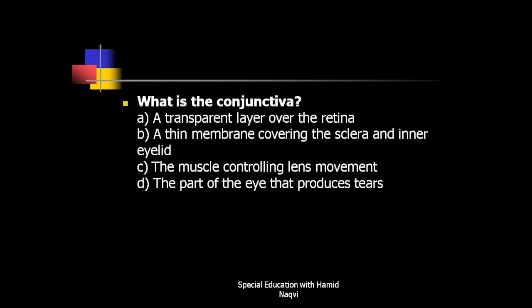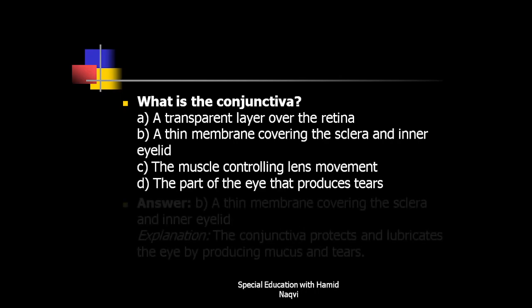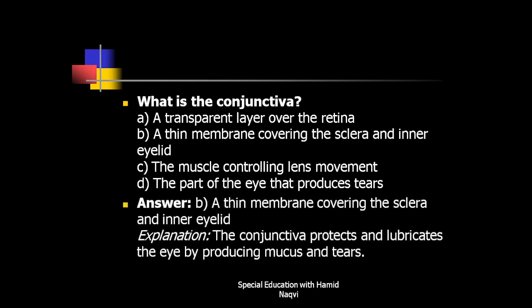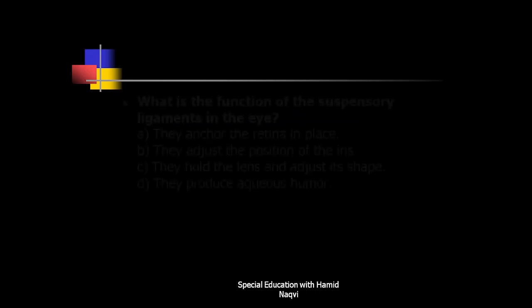What is the conjunctiva? A transparent layer over the retina, a thin membrane covering the sclera and inner eyelids, the muscle controlling lens movement, the part of the eye that produces tears. Answer is a thin membrane covering the sclera and inner eyelids. The conjunctiva protects and lubricates the eye by producing mucus and tears.